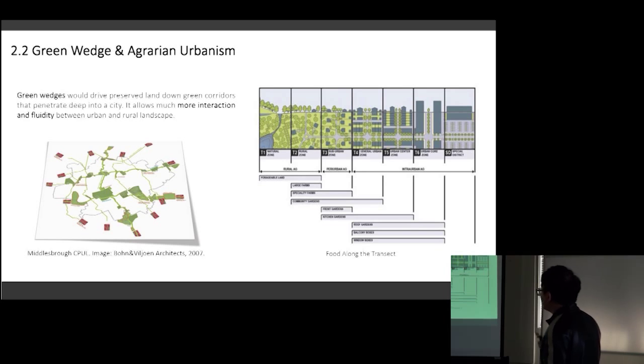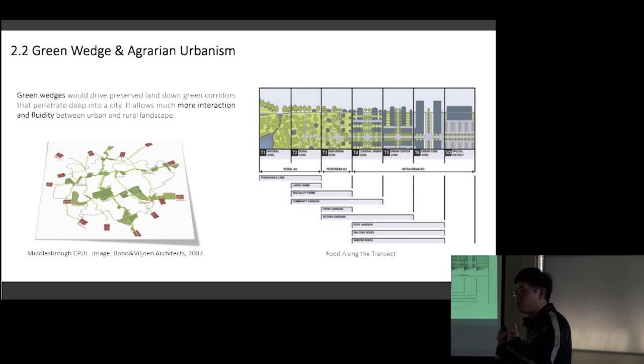Another model is the green ridge. The green ridge will drive preserved land down to the city, so it will have more interaction with people. We rebuild the connection between food and people. In agricultural urbanism, we believe agriculture, the productive landscape, could be a green infrastructure in the city at a different level. You cannot put a big farm in the city center, but you can put a roof garden in the city center and move the big farm to the rural or peri-urban area.